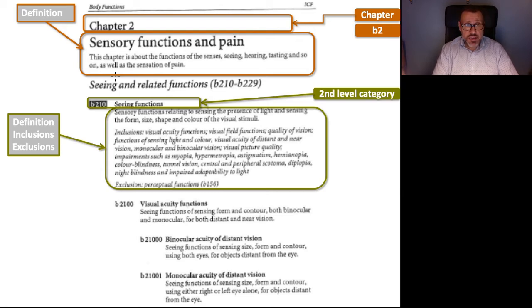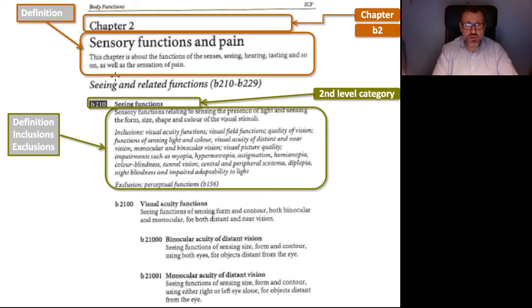After that, we can see that the category is followed by a definition. So seeing functions is related to sensory functions relating to sensing the presence of light and sensing the form, size, shape and color of the visual stimuli. Then there are inclusions and exclusions. So for instance, looking at inclusions, we can see that seeing functions includes functions like visual acuity and visual fields and etc. and impairments like myopia, hypermetropia, etc., the diplopia.